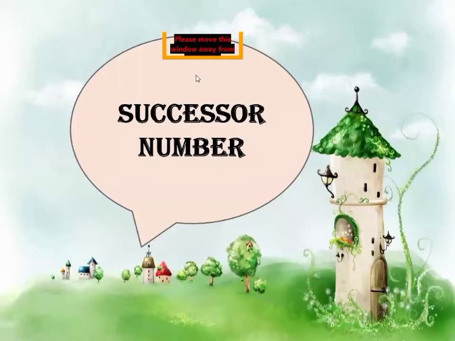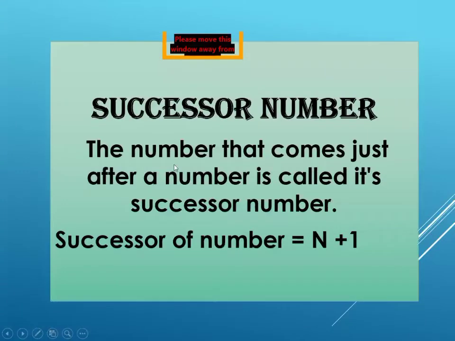Now we will learn what the successor number is. The number that comes just after a number is called its successor number. The number which comes after a given number is called the successor number. So the formula for the successor number is n plus 1.